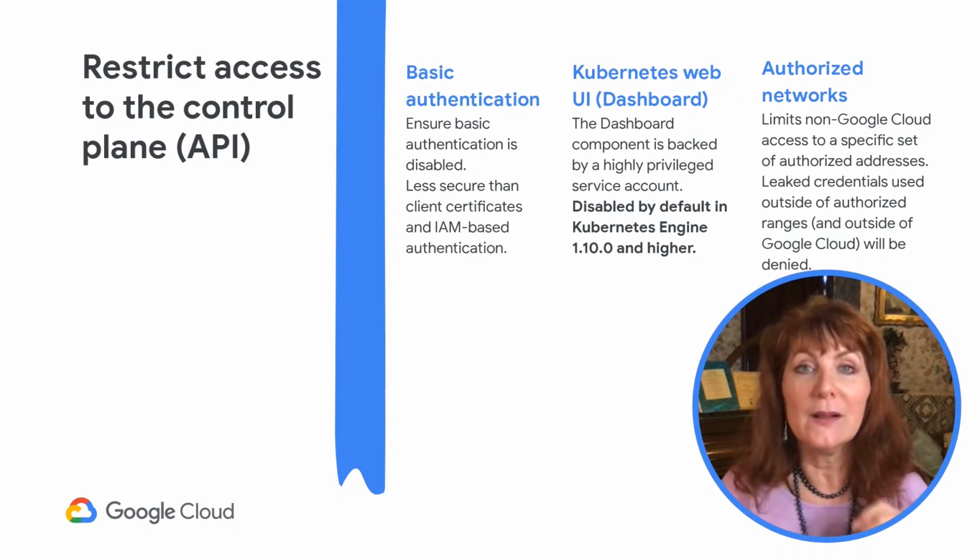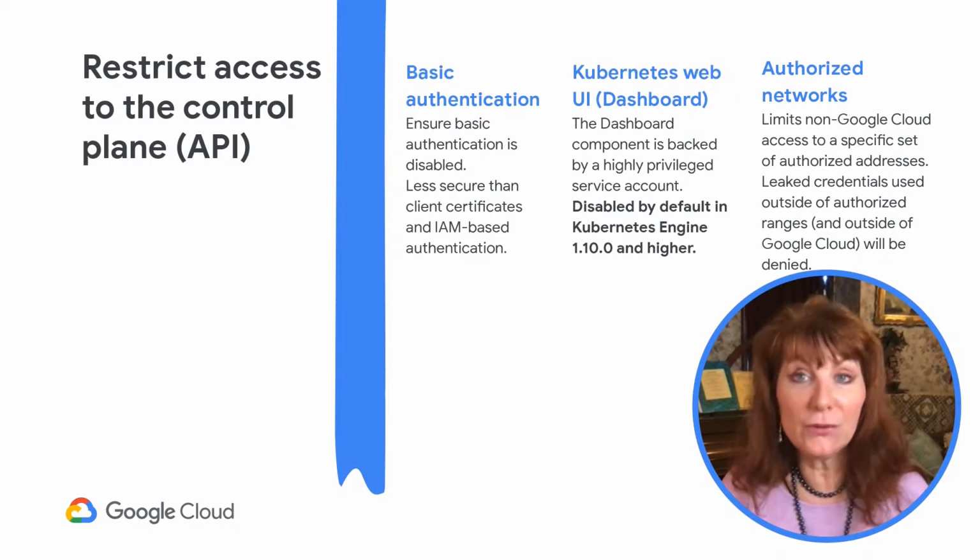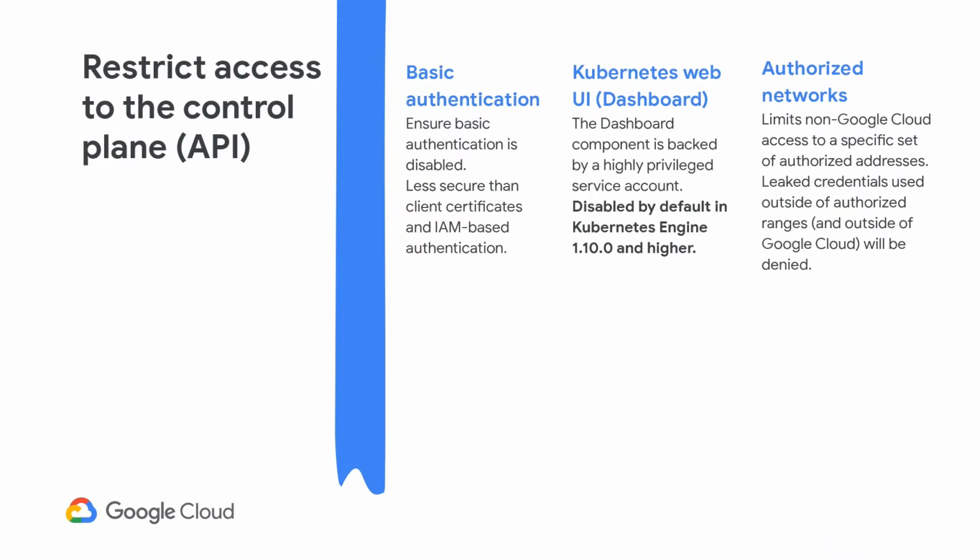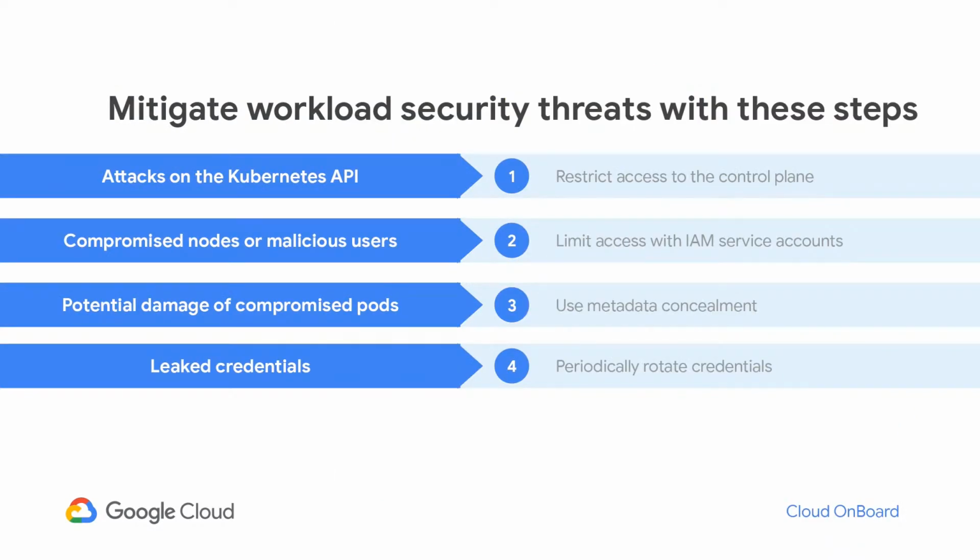Authorized networks limit non-GCP access to a specific set of authorized addresses. And of course, restricting access to the control plane API is best achieved by the use of a private cluster and using these authorized networks. Now, we know that it's important to mitigate workload security threats, and we can do so by following these simple steps. First and foremost, remember, we want to restrict access to the control plane. This limits the damage that a malicious actor could do if they compromise a workload.